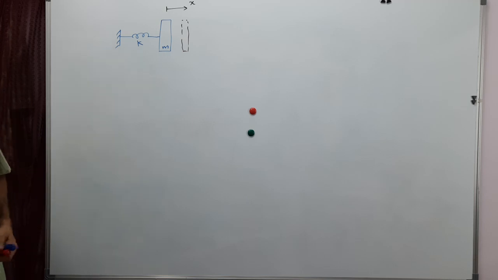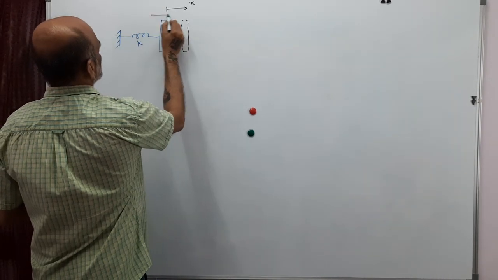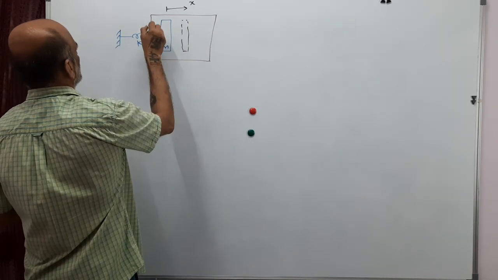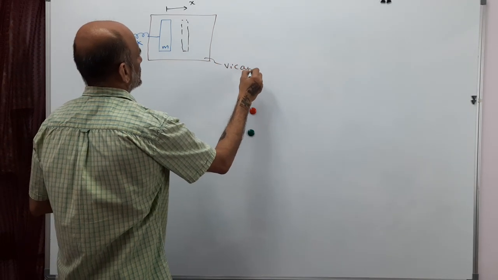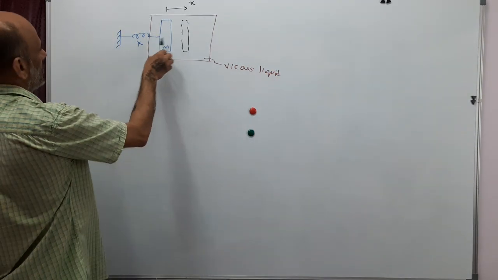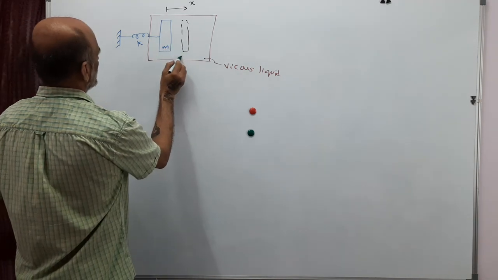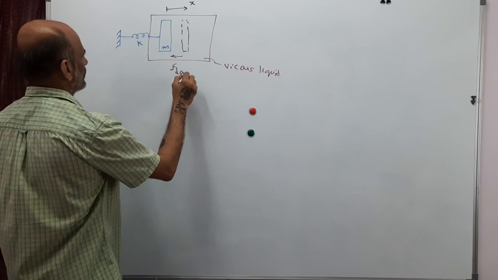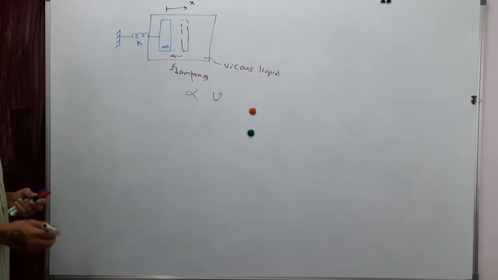But now in addition to this spring force, there is one more. I'll surround this by a cylinder with, say, viscous liquid. So this will oppose the motion of the mass. When it's moving like this, it will provide a force in the opposite direction of the motion, and this damping force is proportional to the velocity. This is the nature of the damping force.